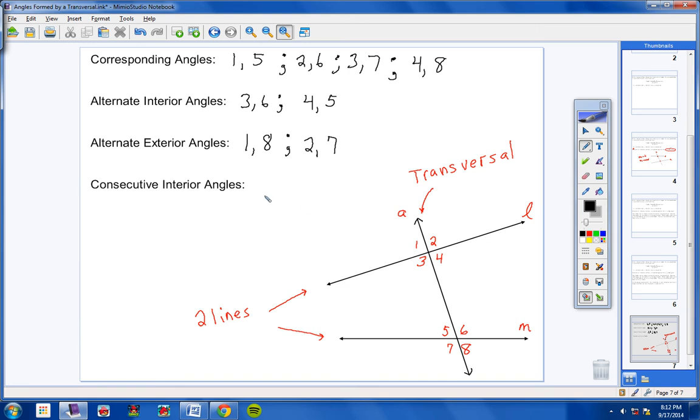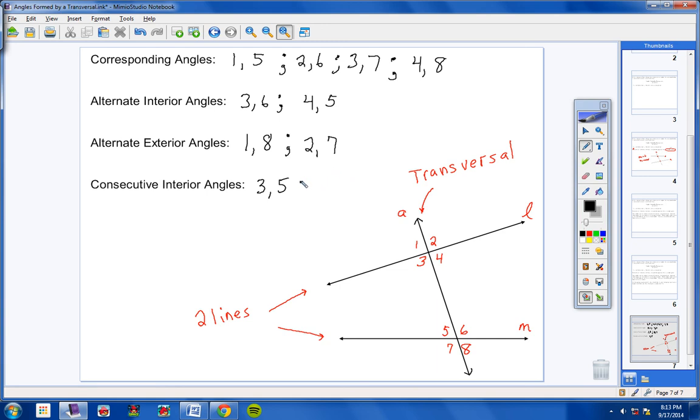Now, consecutive interior angles. First of all, let's focus on the word interior. Right away, you should remember when we looked at alternate interior angles, that's referring to these 4 angles right here, 3, 4, 5, and 6 are on the interior. Now notice instead of saying alternate interior, it's consecutive interior. And so here's what this means, okay? It simply means this. Angles 3 and 5 are what we call consecutive interior angles. Both of these angles are on the interior, and both of these angles are on the same side of the transversal. They're both on the left side. So angles 3 and 5 are consecutive interior angles.